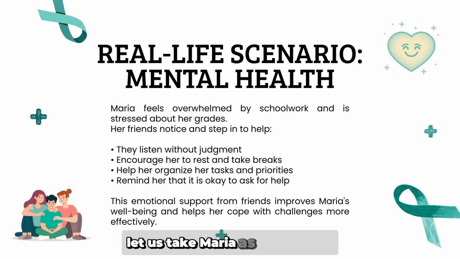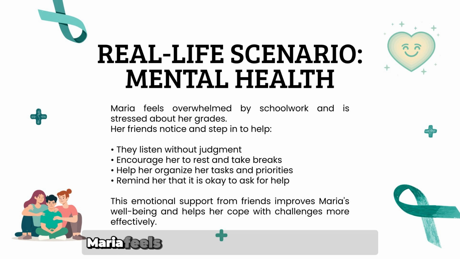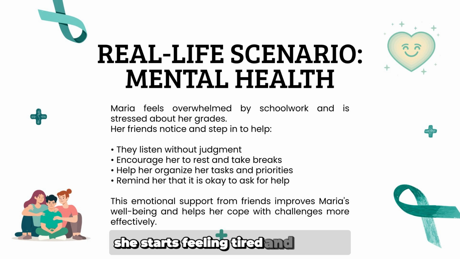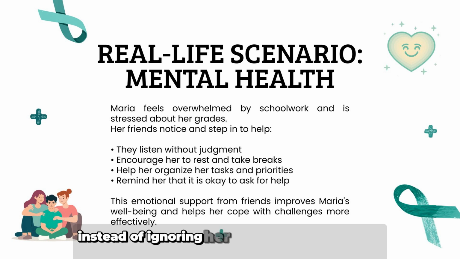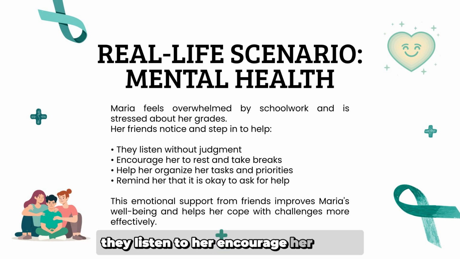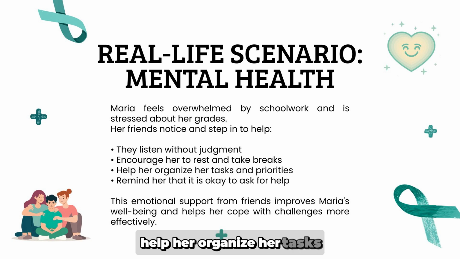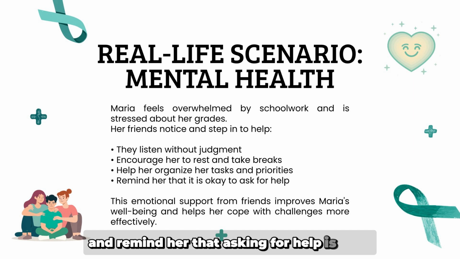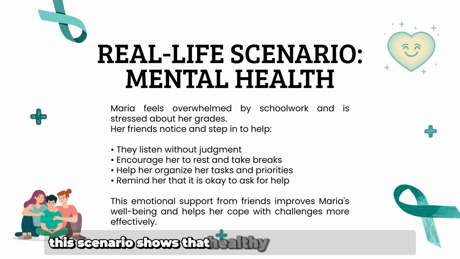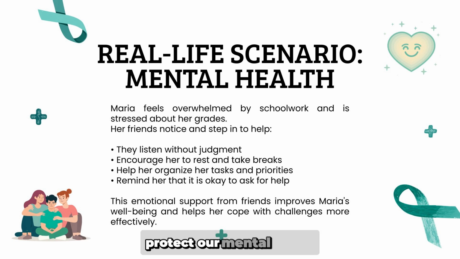Let us take Maria as an example. Maria feels overwhelmed because of schoolwork, deadlines, and family responsibilities. She starts feeling tired and anxious. Instead of ignoring her, her friends notice that something is wrong. They listen to her, encourage her to rest, help her organize her tasks, and remind her that asking for help is okay. Because of this support, Maria feels less alone. This scenario shows that healthy relationships can help protect our mental health and improve our well-being.